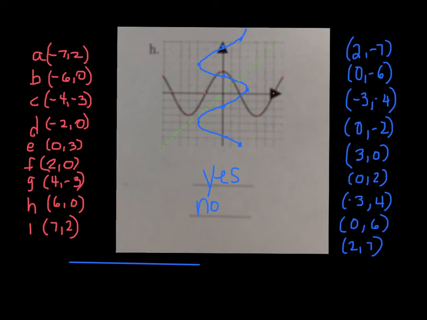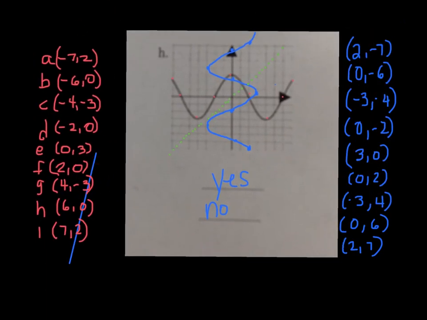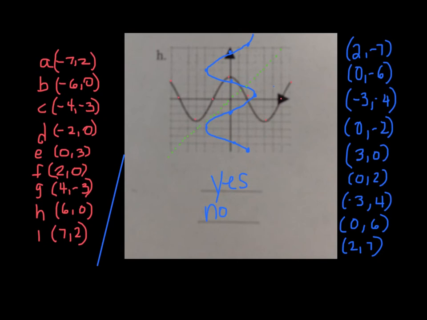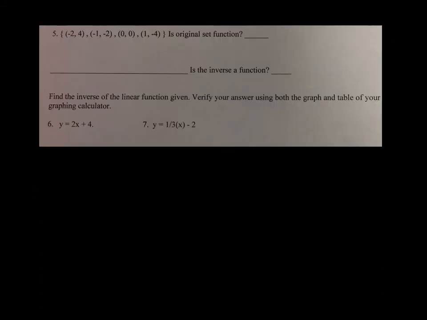If we take this line again, okay, and put a vertical line down. It's not vertical, but you can see that it'll hit more than once, so the inverse would not be a function. Okay, now I'm going to pause the video. I'd like you to go ahead and do number 5. Figure out if this is a function, get the points for the inverse, and is the inverse a function?